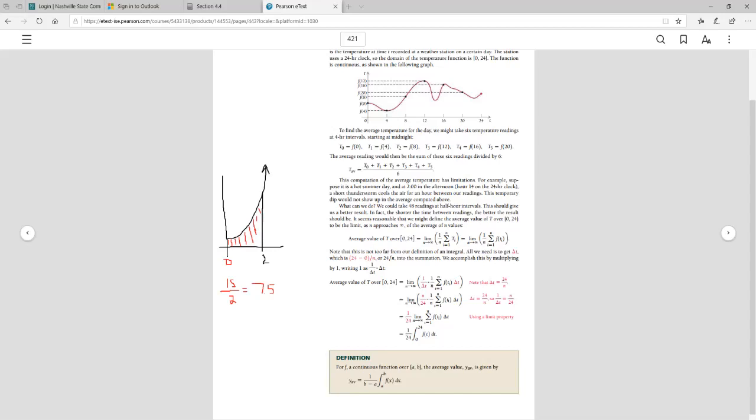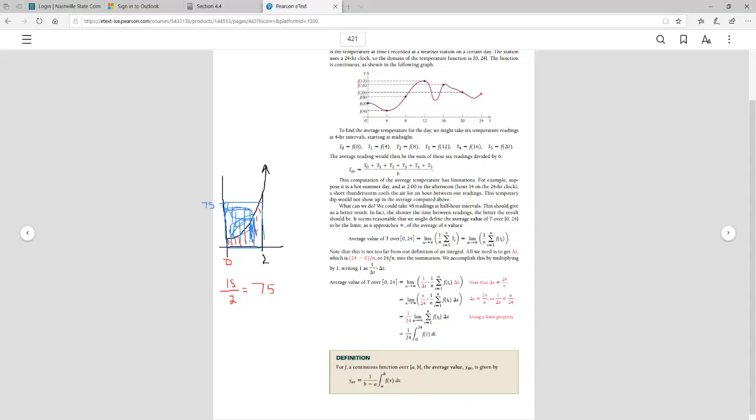If we were to take a rectangle that has a base of 2, and we were to go up 7.5, then we would have created a rectangle that has an area in blue that is actually equal to the area in red.